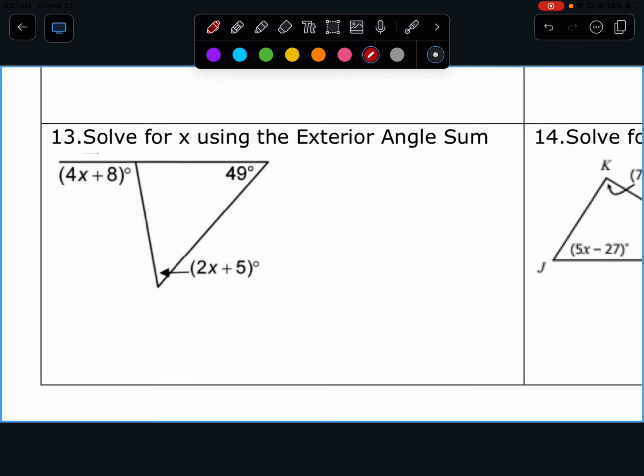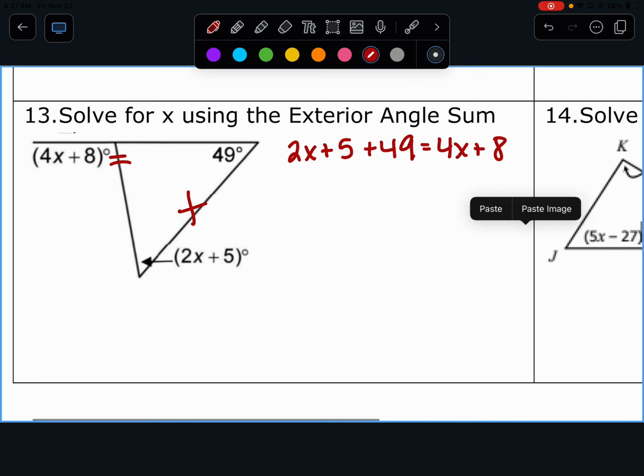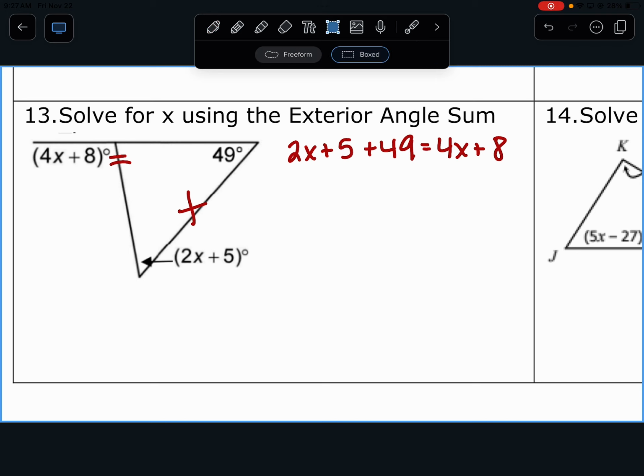Number 13, solve for x using exterior angle theorem. So we're going to add these 2 and we're going to make them equal that one. So it's going to be 2x plus 5, these 2 remote interior angles. And then add it to the exterior, make it equal to the exterior angle. And then solve for x. Again, you can use nsolve if you want to.